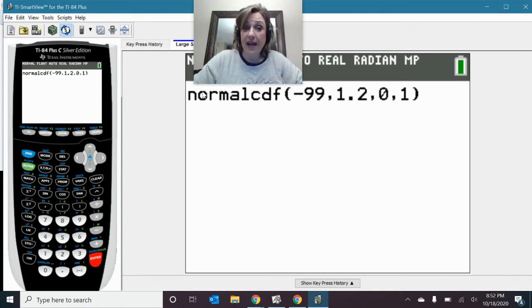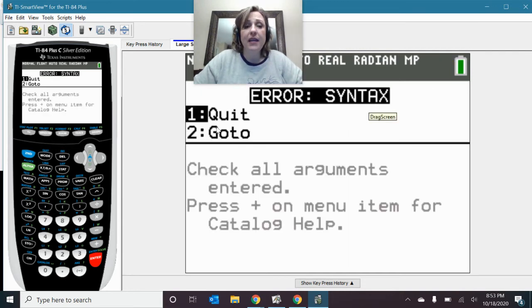So if you don't have that handy dandy little menu, which I actually prefer not to use because it's just a bunch of extra clicks, you're going to put norm CDF negative 99 comma 1.2, and then go ahead and close your parentheses. And then when you hit enter, it'll then, well, let's see.